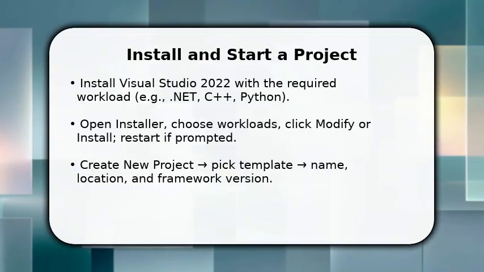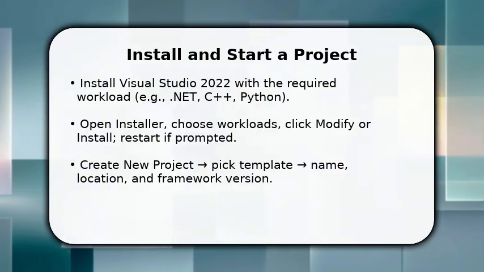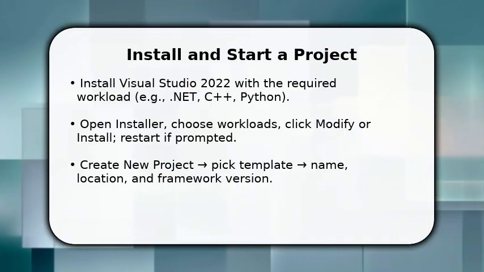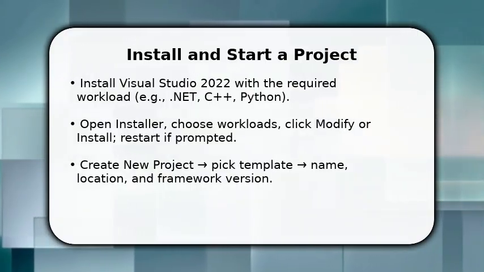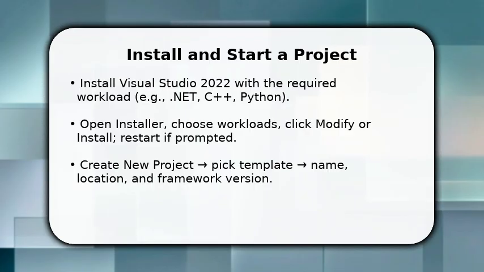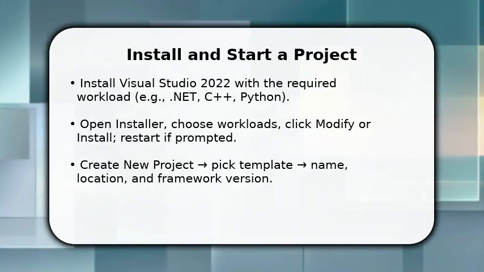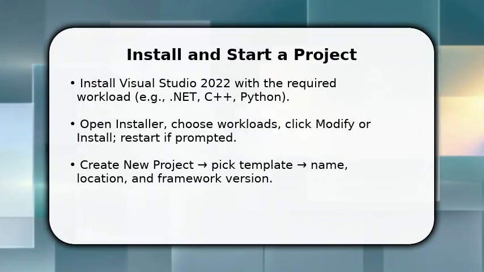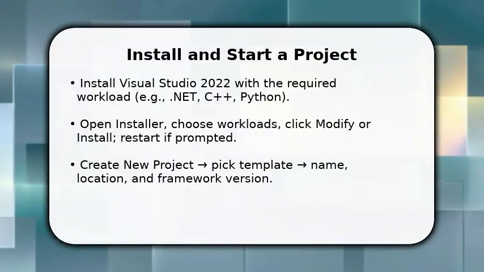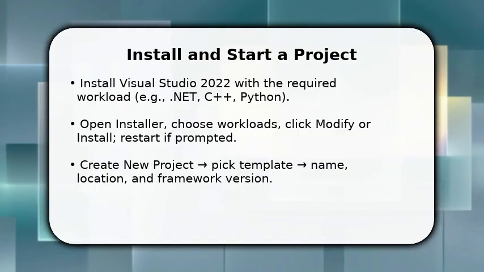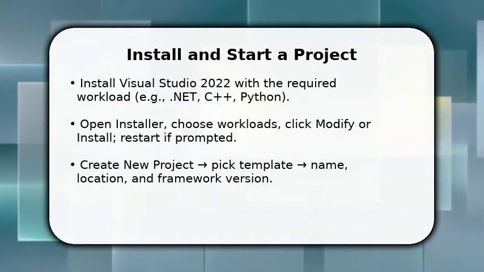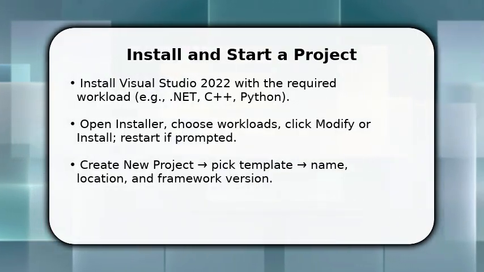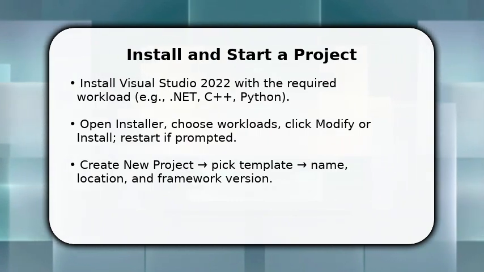You need the right workloads installed first. Open the Visual Studio installer and select the workload for the language you plan to use. Once done, launch Visual Studio 2022 and choose Create New Project. Pick a template that matches your goal, set a clear project name and folder, and select the framework or target platform. Make sure to uncheck unneeded components to save space. After the wizard finishes, Visual Studio opens the solution, and you're ready to explore the editor and files.